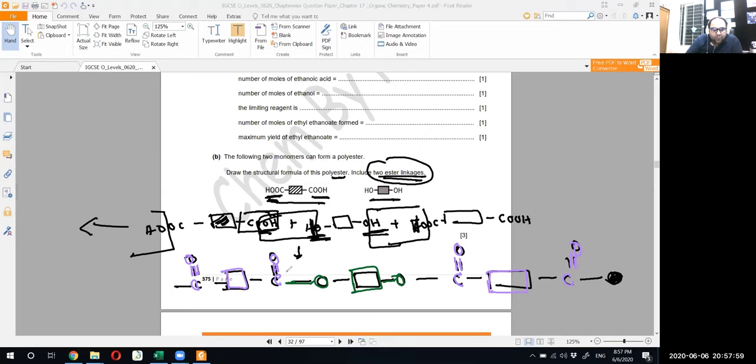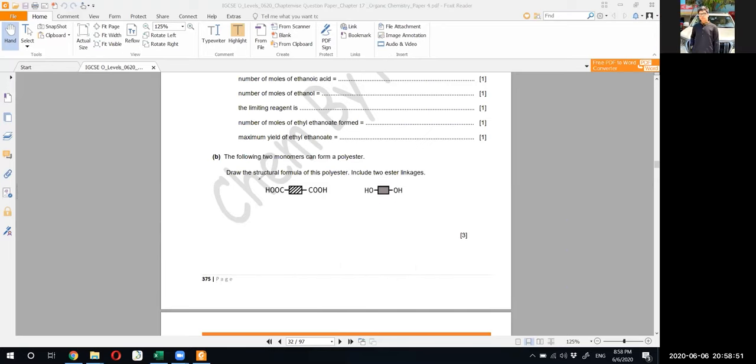So from the purple part, what went away? The OH went away. From the green part, what went away? The H went away. So OH and H together form what? Water. Very good. This also forms water. Okay, can we move on to the next part? Yes. So whenever you have a dicarboxylic acid and a diol, what forms? A polyester. It forms a polyester.